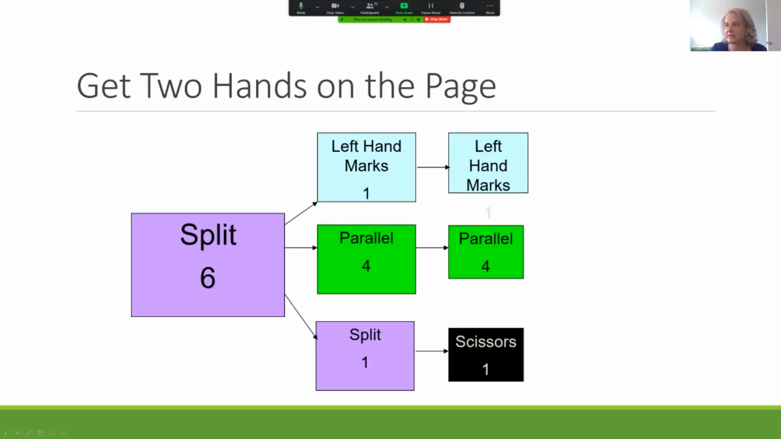Okay, and you see the same thing with the split. We had one student that went back to a left hand marks, right hand reads method, but others continued on, jumped back to parallel, but once again, that's still just a continuation. And we have our student who went from being a split reader to a split reader to a scissors reader.